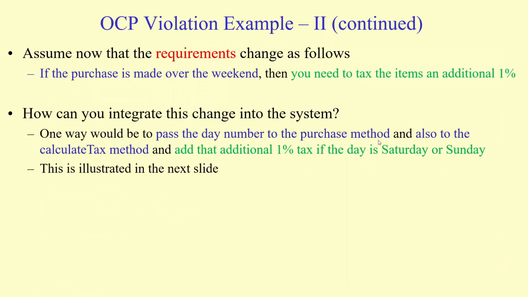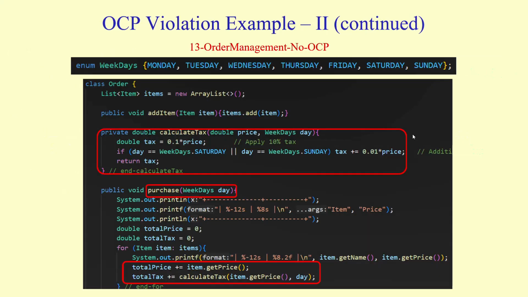Assume that the requirements change as follows. If the purchase is made over the weekend, then we need to tax the items an additional 1%. So how can we integrate this change into the system? One way would be to pass the day to the purchase method and also to the calculateTax method, and add that additional 1% if the day is Saturday or Sunday. And here is how we can do it.